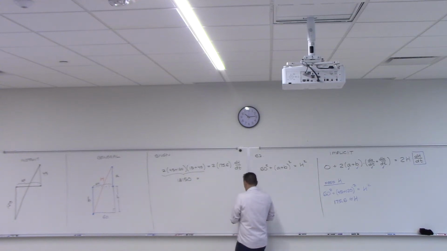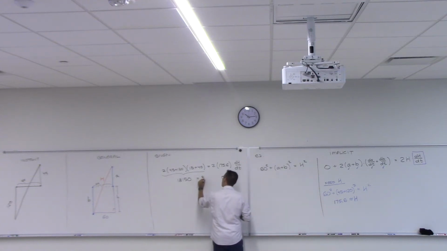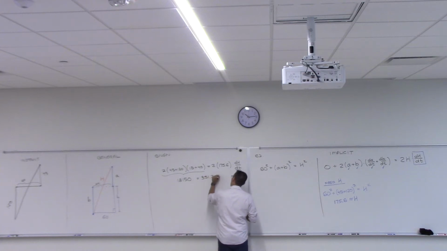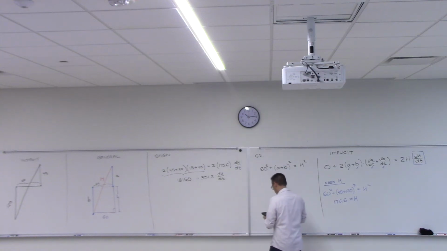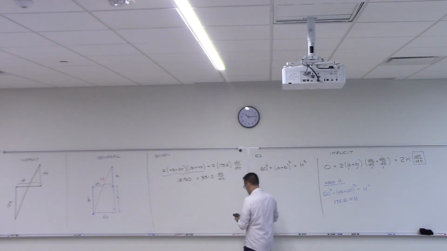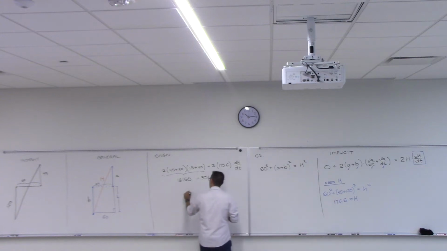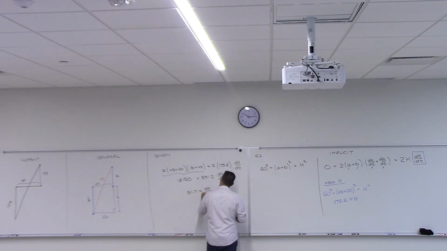Yes. Yes, okay. On the right side, I'm going to just do 2 times this, 351.2, and then times dH/dt, and then divide both sides, so 18150 divided by that answer. 51.7 approximately is dH/dt.